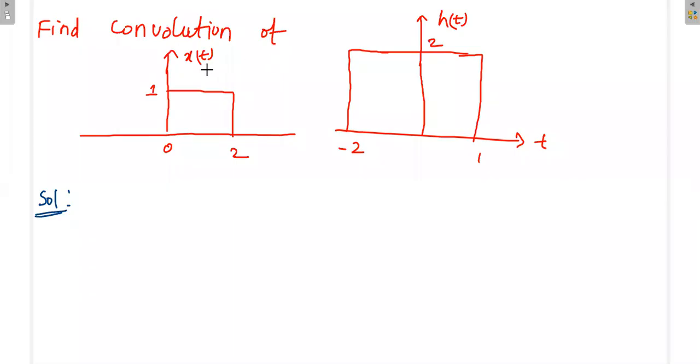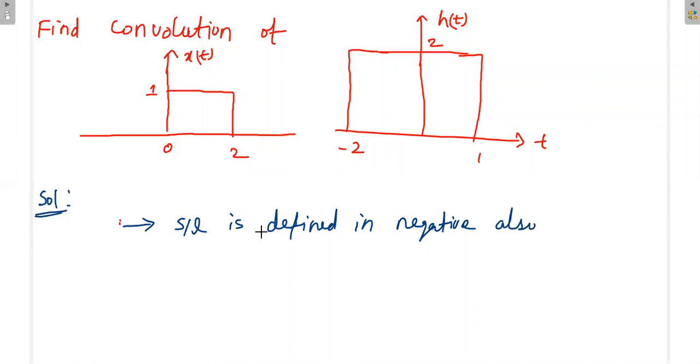Find the convolution of given signal x of t and h of t. Again, how is this problem different from the one which we have previously discussed? See here, in this problem, h of t is defined in negative also. That means the signal is defined in negative also, because previously the signal was defined only at positive times. But here the signal is defined in negative also, and also it is of unequal duration.